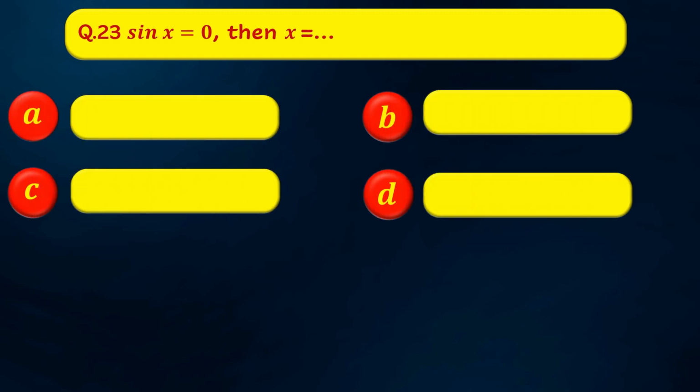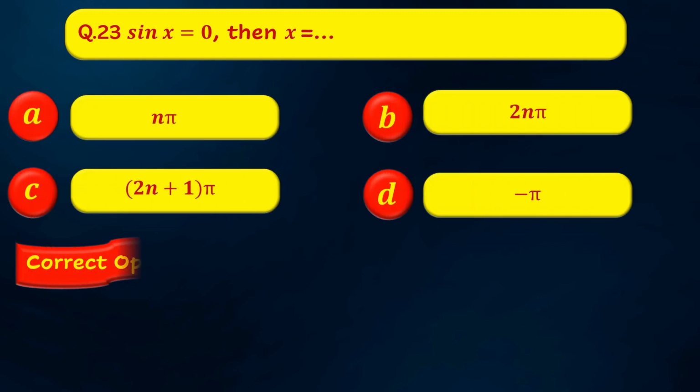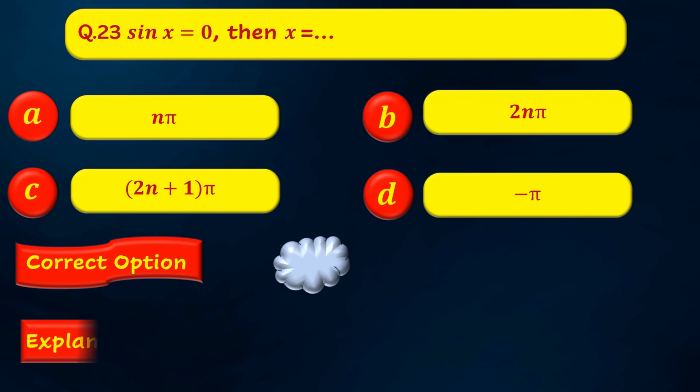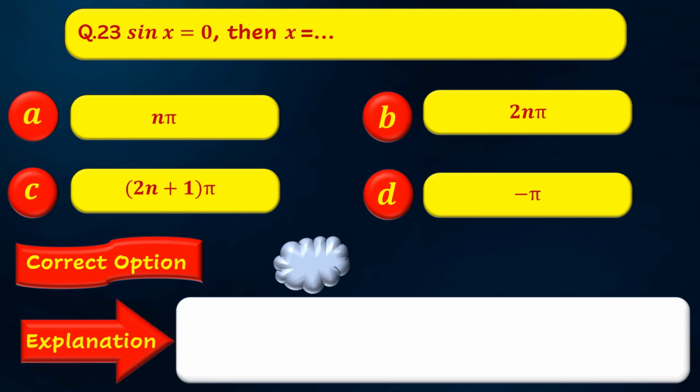Question number 23. Sine of x is equal to 0, then x is equal to, and the options are. Let's find out which one is the correct option. But before that, let's explain it. Here, sine of x is equal to 0, which gives x is equal to 0, plus minus pi, plus minus 2 pi, plus minus 3 pi, and so on. We can write it in general form as x is equal to n pi, where n is an integer. Therefore, correct option is option A.